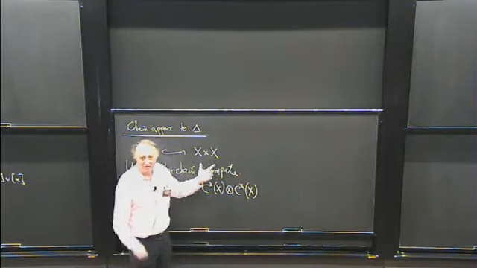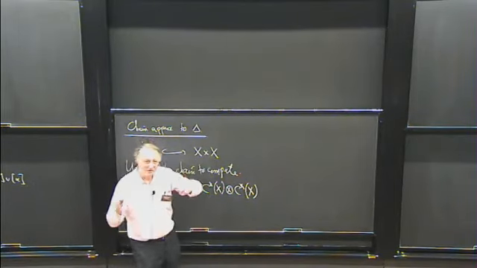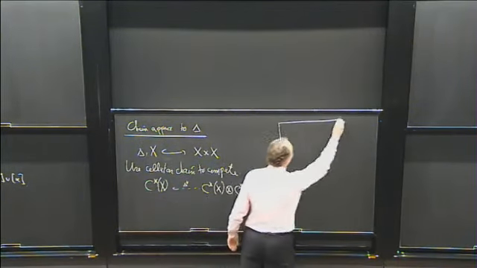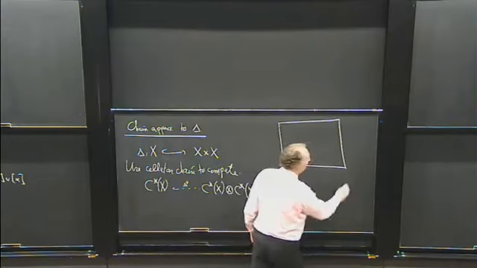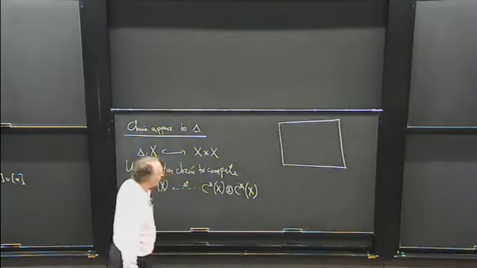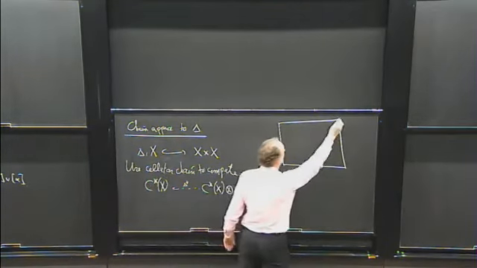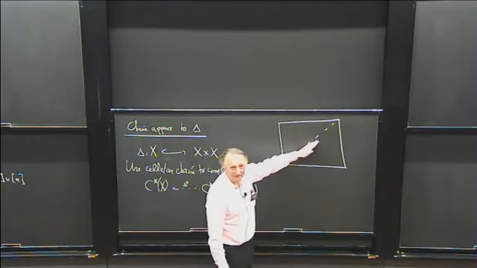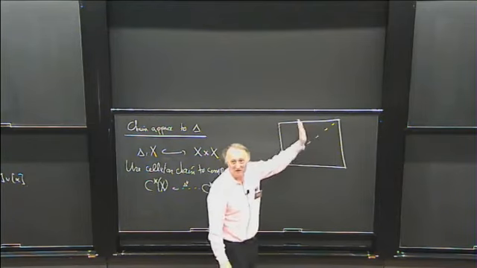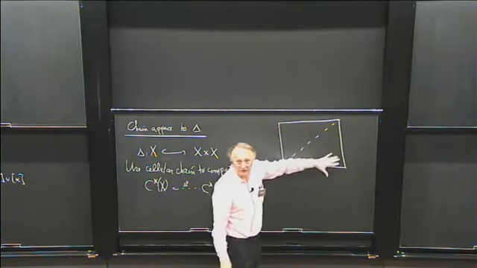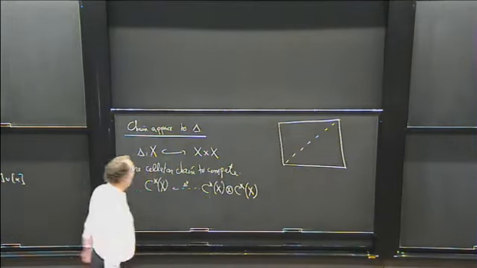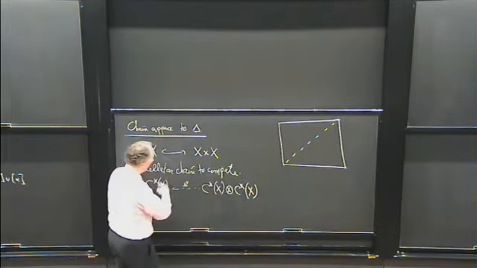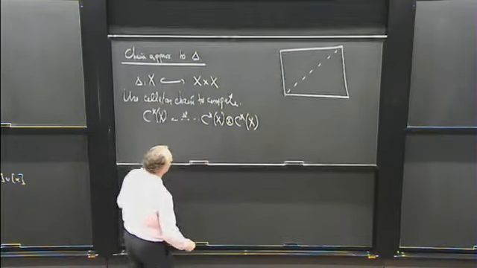It doesn't send cells of a given dimension to cells of the same dimension. Just think about what happens in the square. So let X be the interval. This is X cross X. Here's the diagonal. And you see this one cell here on the diagonal doesn't go to a one cell or a linear combination of one cells in the product. Okay? And therefore, you don't have an induced map here since cells don't go to cells of the same dimension.